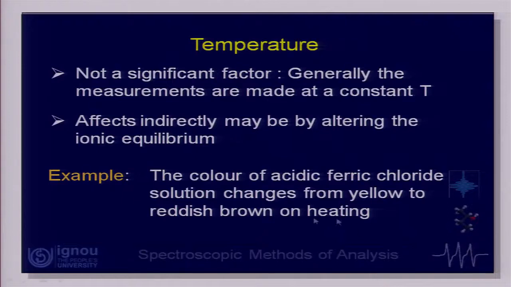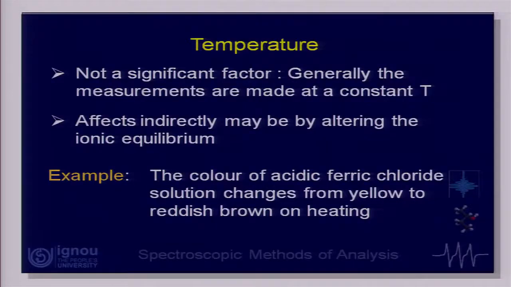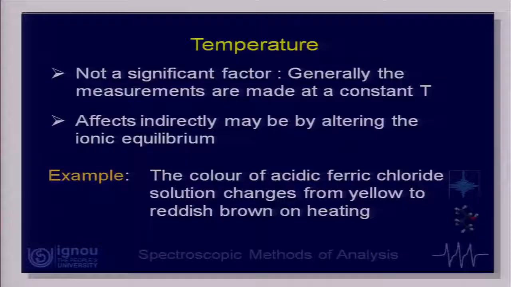One example I can quote over here is that of acidic ferric chloride. If I take a solution of acidic ferric chloride, this happens to be yellow to begin with. If somehow the temperature increases, that means we heat the system, we find that the color changes from yellow to reddish brown. So, since the color has changed, that means the spectrum has changed. So, absorption characteristics will change and the values will deviate from the expected values.